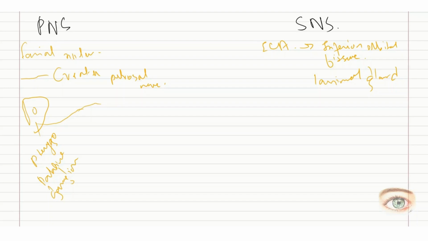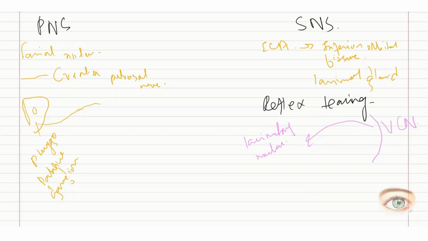I have been mentioning repeatedly that the lacrimal gland is responsible for reflex tearing. What does this mean? It means that if anything strikes the cornea, the reflex tearing action will be initiated. The cornea is supplied by the ophthalmic division of the trigeminal nerve, right? This means that the trigeminal nerve is linked with the lacrimatory nucleus of the facial nerve at the level of the pons.